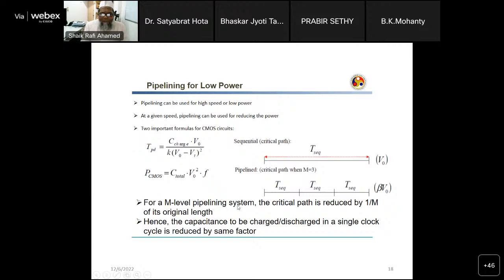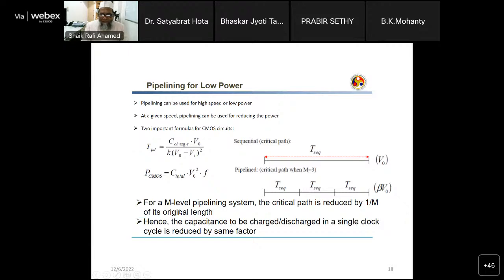Now in M-level pipelining, as I have told in the earlier example also, we are going to place the latches. In M-level pipelining, we are going to place M-1 latches. This is 3-level pipelining. We have 2 latches. This is one latch. This is another latch. So now what will be the charging or discharging time? This total T sequential will be divided into 3 parts. T pipelining is 1/3 of T sequential.